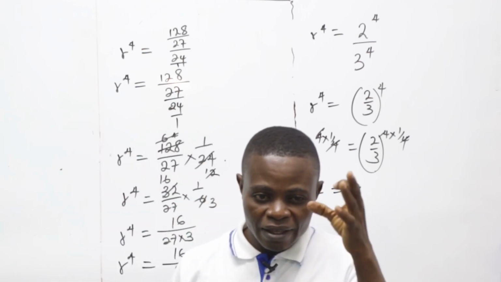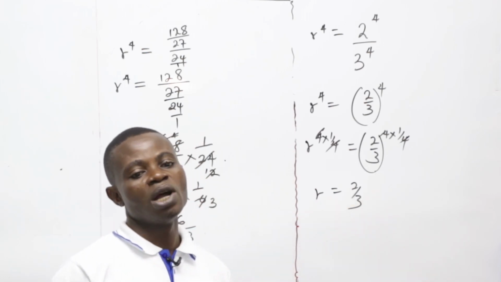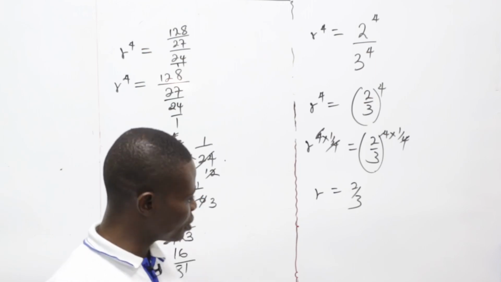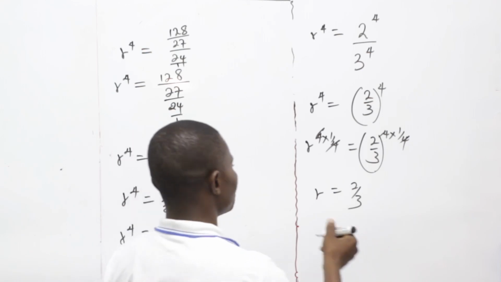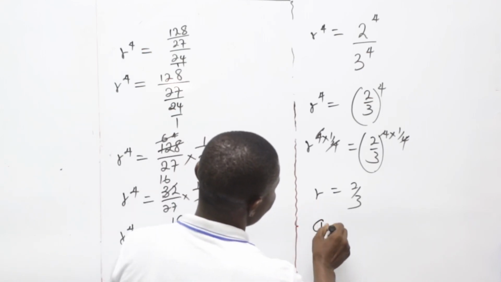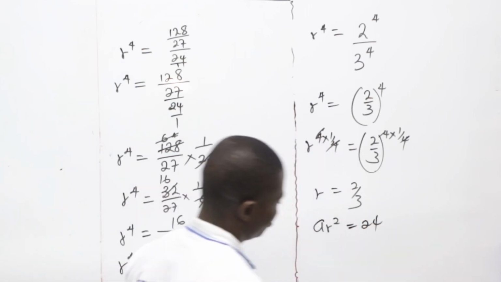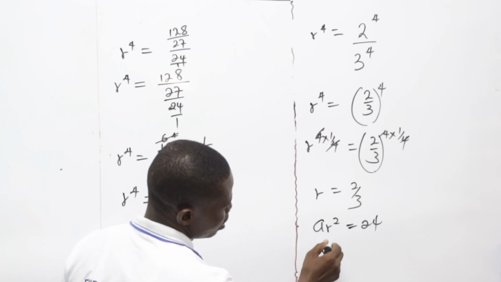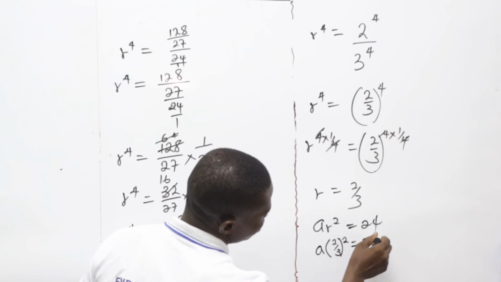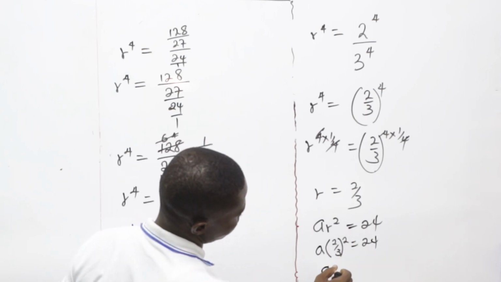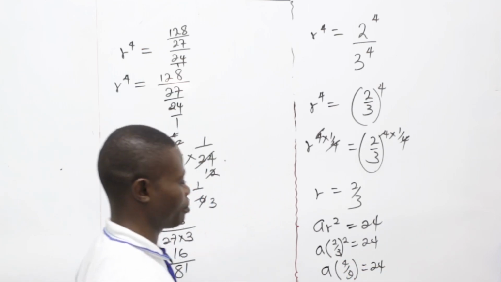What next? They say find the first term. We have succeeded in getting our common ratio. Our business now is the first term. So how do you do that? Recall that your equation 1, which is T3, was AR square. Am I communicating? Yes, equals 24. Therefore, A into R, what is R? 2 over 3 power 2 equals 24. Good. So A into 4 over 9 equals 24.